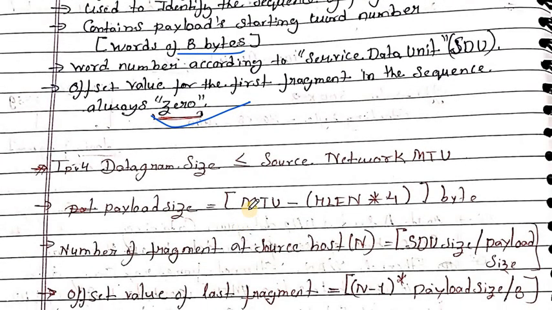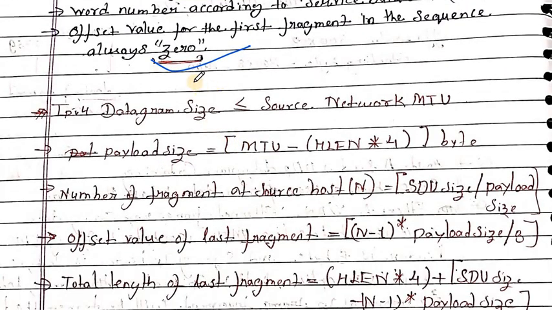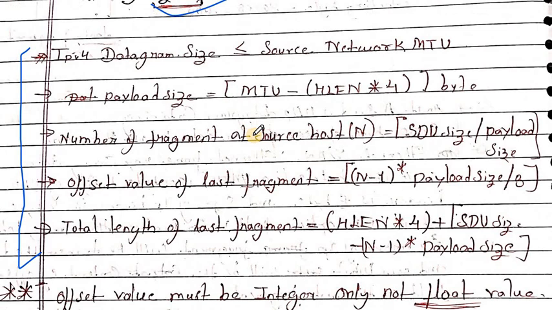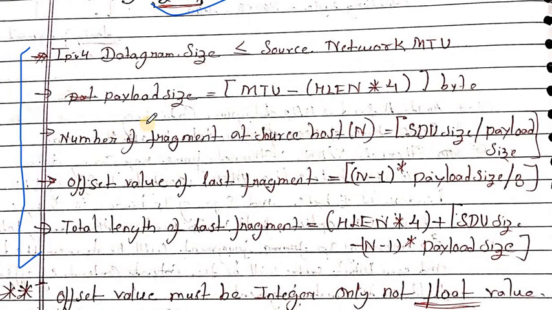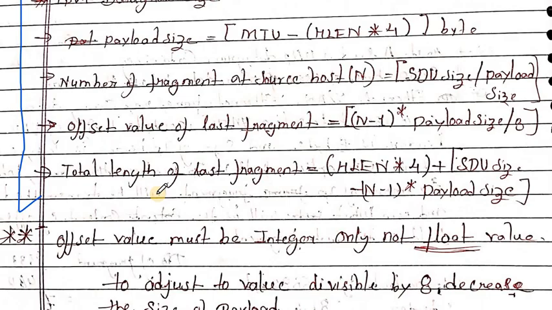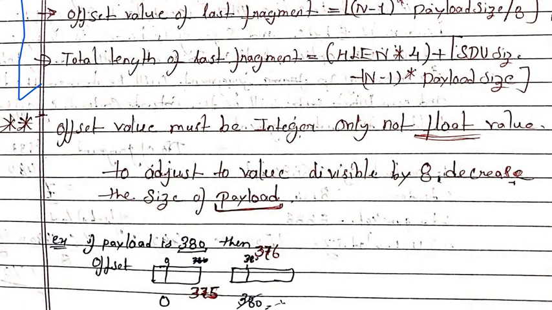Okay. For better understanding, we will see an example of how the offset value works. Here there are some formulas. If you want to learn the formulas, you can, but they are not necessary. We will calculate the values with the help of the concept, so there is no need to learn the formula. One important point is that the offset value must be an integer only, not a float value. Okay.